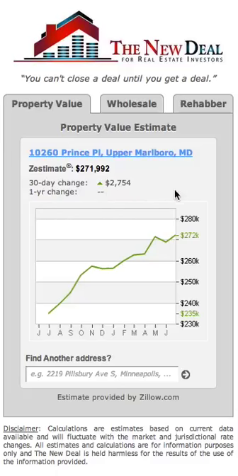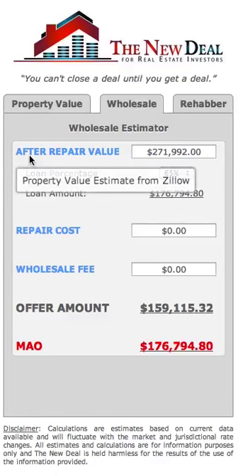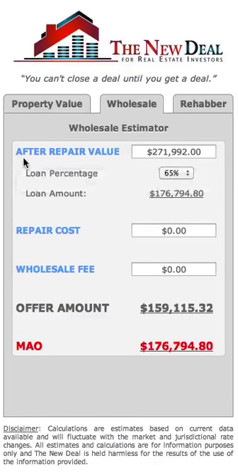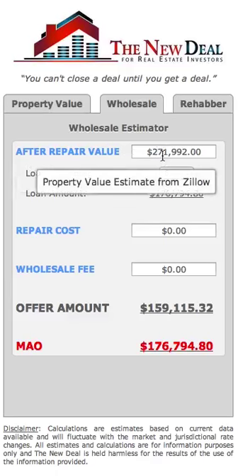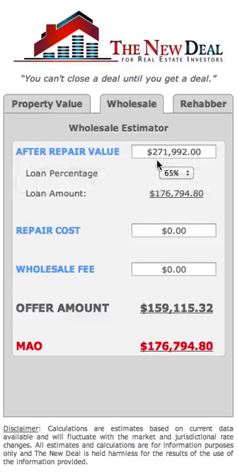Okay, so what we're going to do is, let's say, for instance, that you are a wholesaler and you are strictly looking to wholesale this property for quick cash. You are going to click on the wholesaler tab. So as you can see, this automatically populates by letting you know, again, here is the property estimate, $271,992. Now, when dealing with investors, they're typically going to be using sources of money or cash like a hard money or a private money lender, or even a bank.